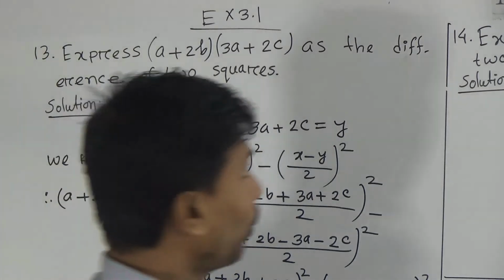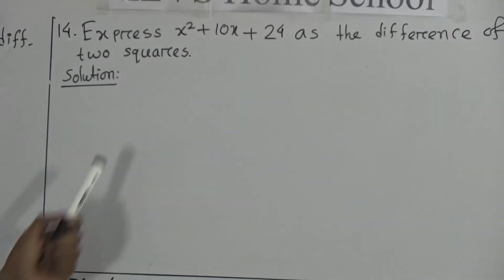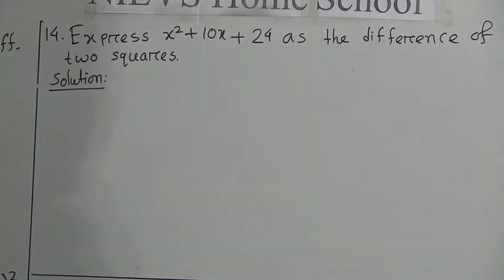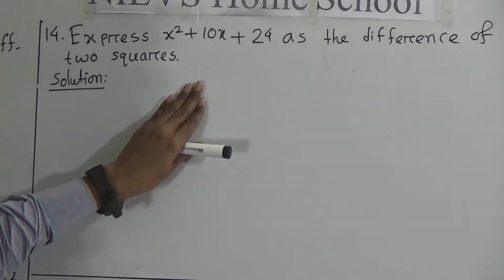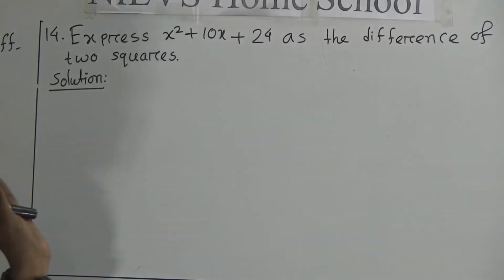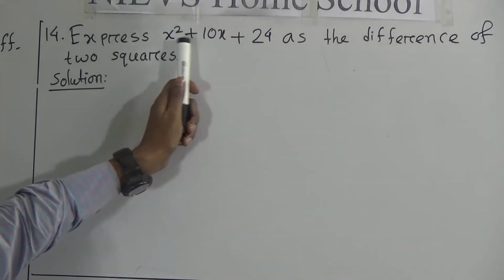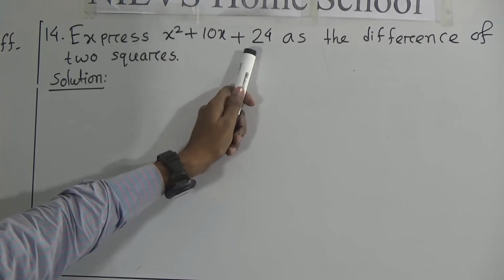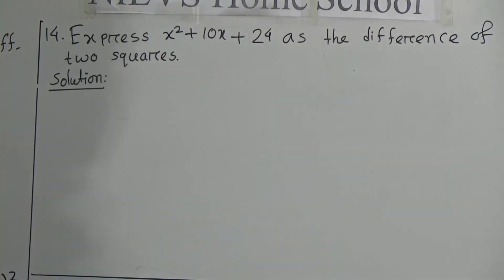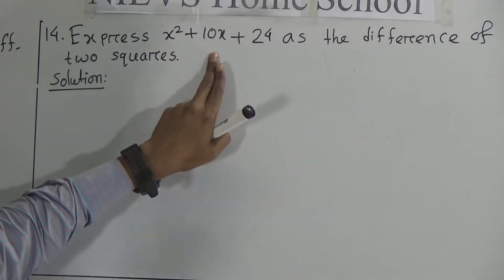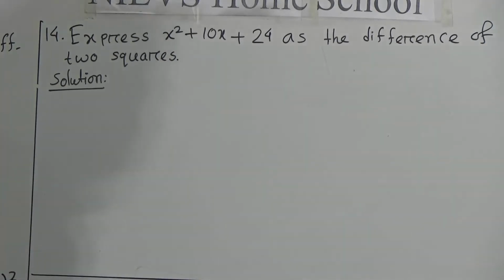Okay, now I will solve question number 14. You see the question number 14. Express x square plus 10x plus 24 as the difference of two squares. You can solve this problem also by the previous method, but you see this is an expression form, not a product form. So at first you may transform this expression into a product form or another way. So I will choose another way.